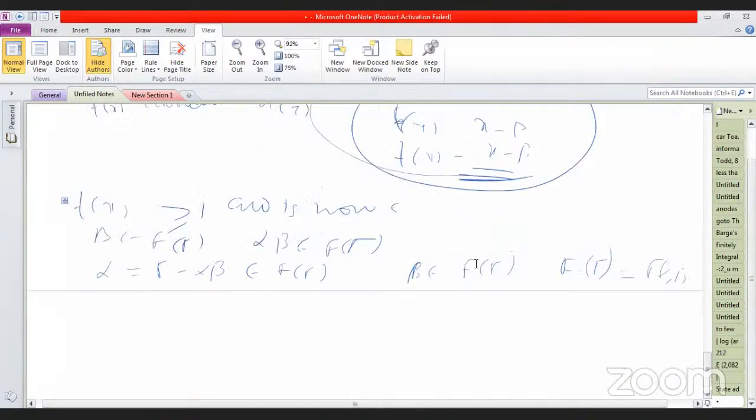E is equal to F(a1, a2, and so on, an). Then by using induction on n, we can prove that E equals F(gamma) for some gamma belonging to E. This is the theorem for every finite separable extension. Any more doubts? Ask me for this theorem.